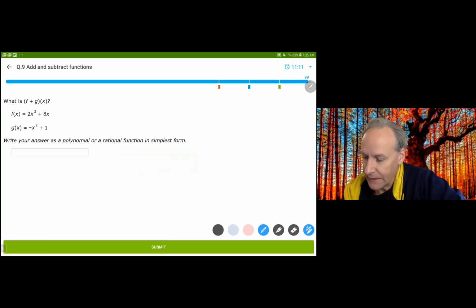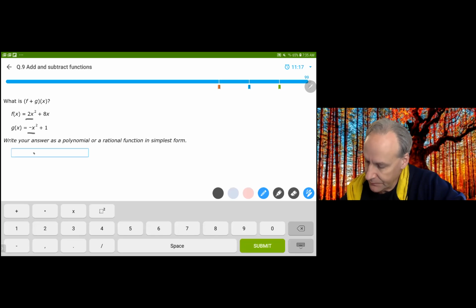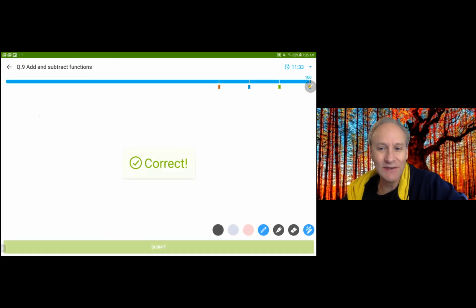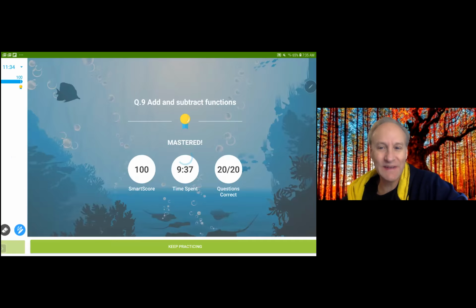Oh, it looks like we're on our last one. We're just going to add our like terms. We have 2x squared minus x squared, which is x squared, and 8x plus 1. Okay, guys, pretty easy, as long as you are careful with your negatives. I hope you guys do yours and get all the way to 100%. Bye.